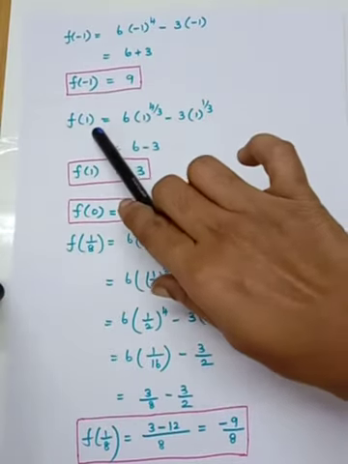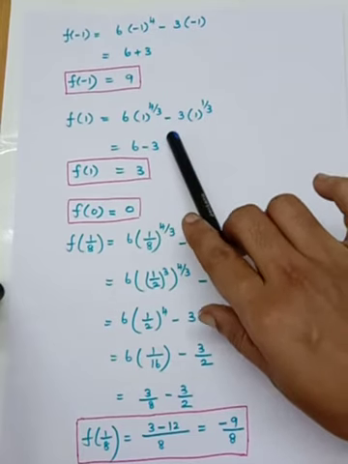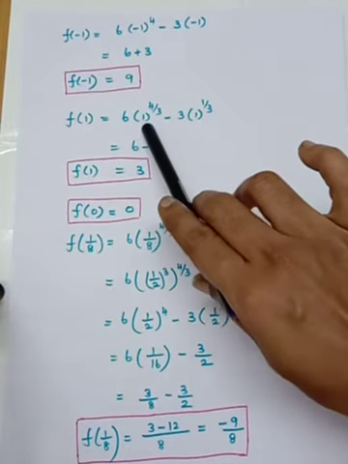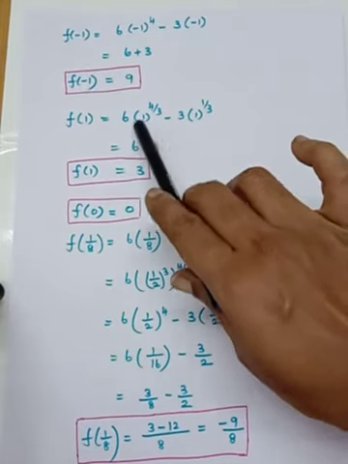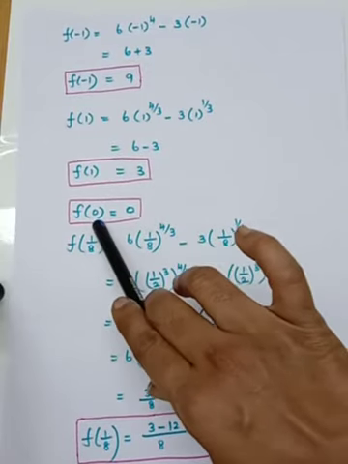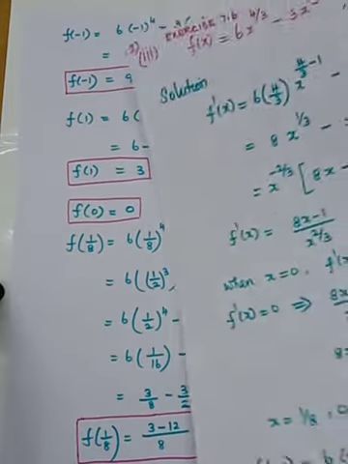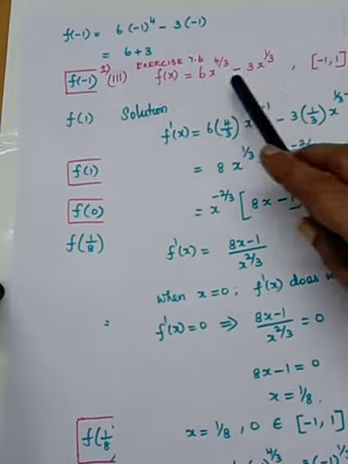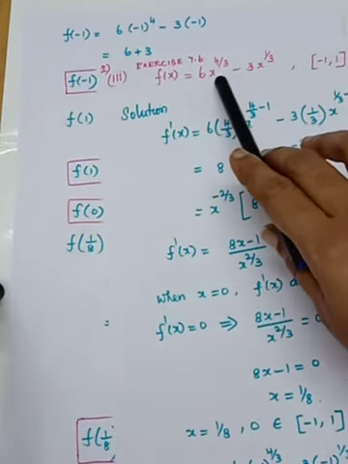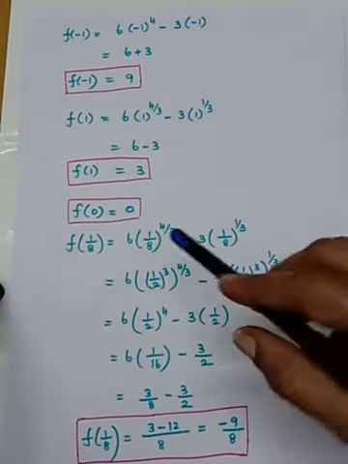So f of 1 is 6 into 1 to the power 4 by 3 minus 3 into 1 to the power 1 by 3. 1 to the power 4 by 3 is 1, so it is 6 minus 3, that is equal to 3. Next, f of 0. So 0 has to be substituted in f of x. Your f of x is 6 x power 4 by 3 minus 3 into x power 1 by 3. When you substitute x as 0, the whole term will become 0. So you will get the answer as 0.